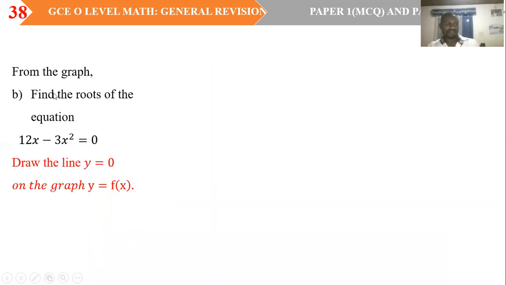We were told that from the graph, we should solve the equation 12x minus 3x squared equals 0. So simply solving that quadratic equation that defines that function means we take the values of x where that graph cuts the x-axis. In other words, we draw the line y equals 0, which just coincides with the x-axis.